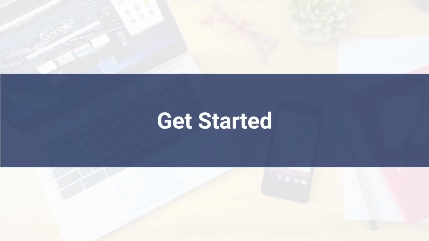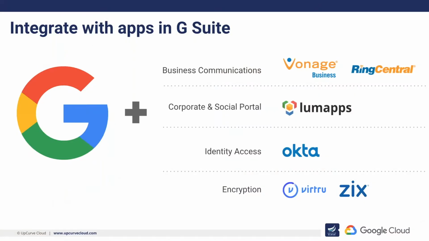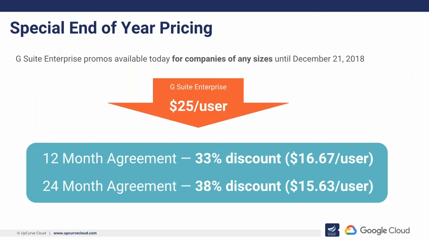So I think I did leave some time here, but what I really want to make sure that everybody's aware of is the end of year pricing. Now, this pricing is only good until next Friday, I believe, which is the 21st. Standard G Suite Enterprise is $25 a user per month, but right now the special promotion is a 12-month agreement, brings that down 33% to just under $17 a user, and a 24-month agreement brings it down to just under $16 a user. And think about the ROI that you're going to get out of this.